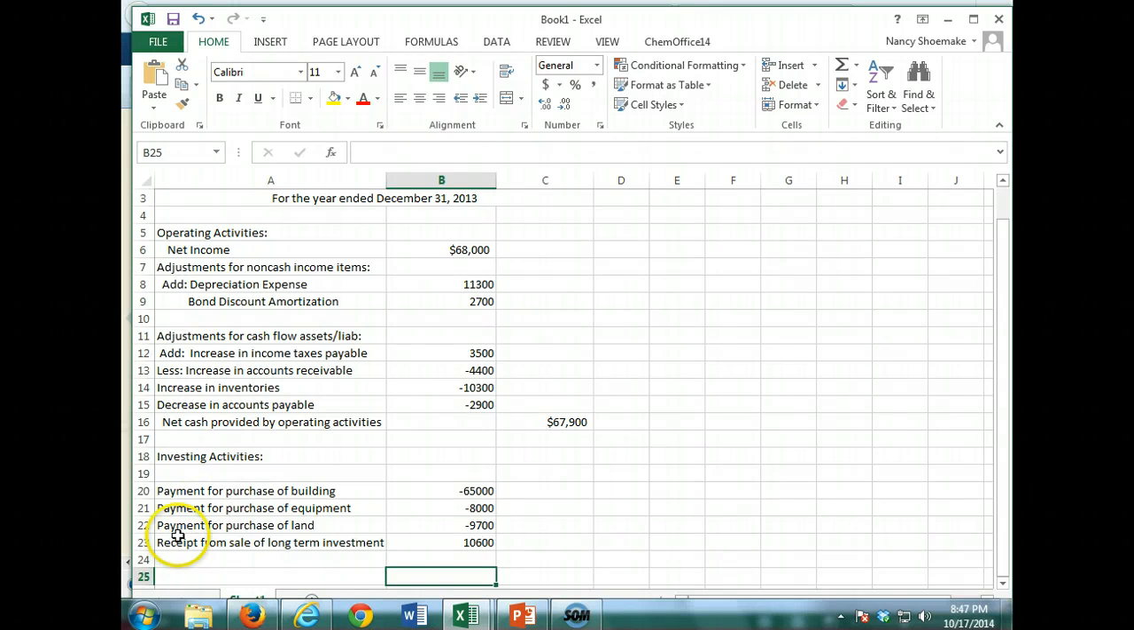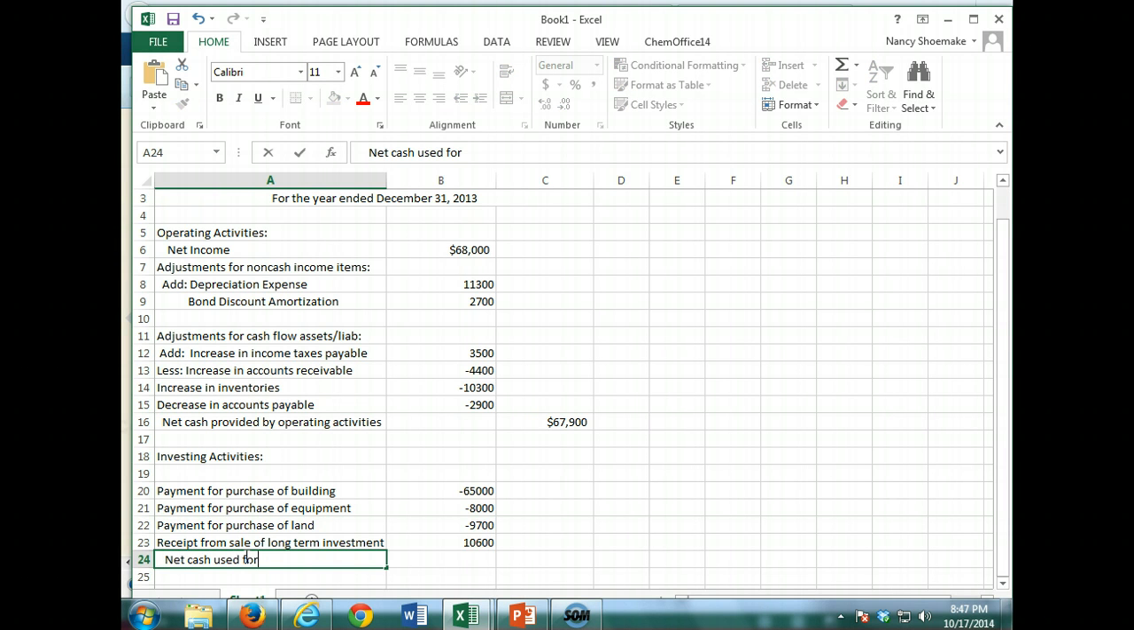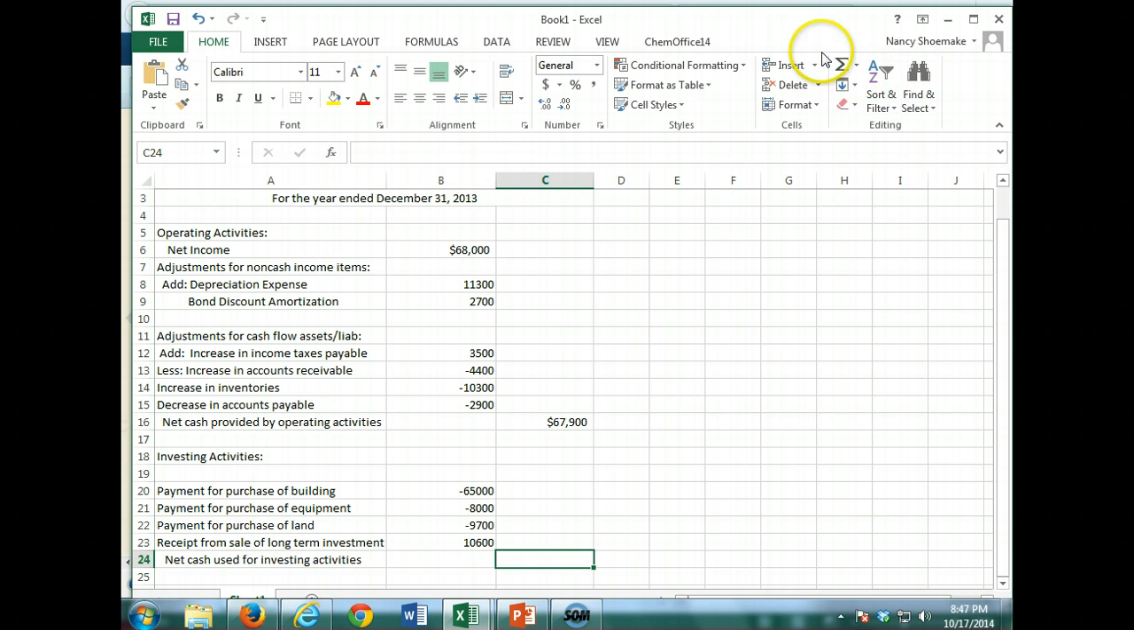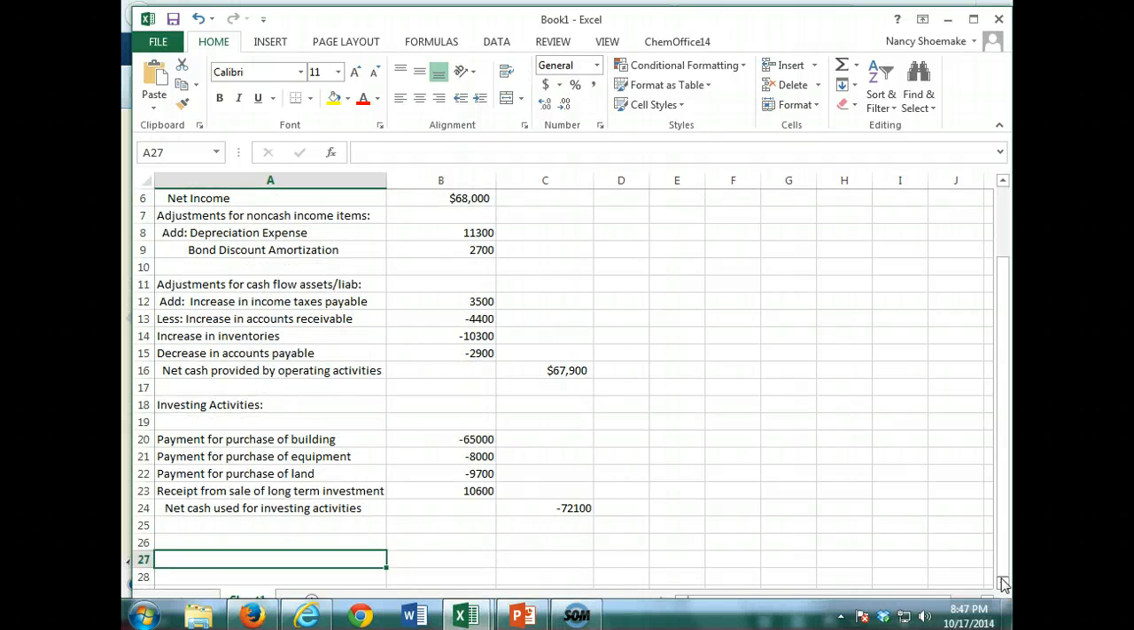So we now have net cash used for investing activities, $72,100. How many of you guys are following me? Then, what's our last one?